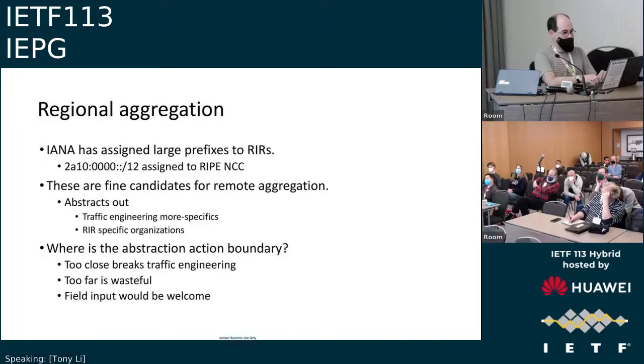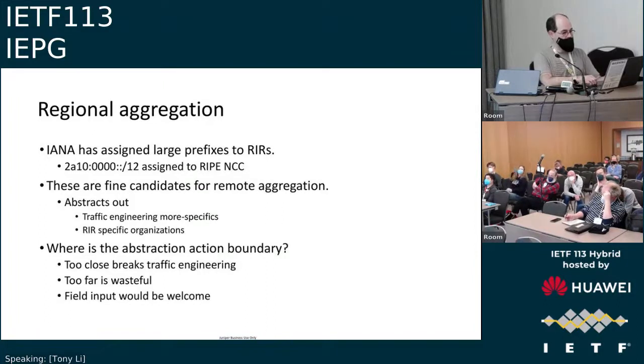So we have a bunch of regional aggregates. The RIRs have nice prefix blocks, /12s, for example. And could we remotely aggregate these? If we do that, we take out all of those annoying traffic engineering more specifics. We take out organizations that only exist within that RIR's region. Where is it we would put the abstraction boundary?